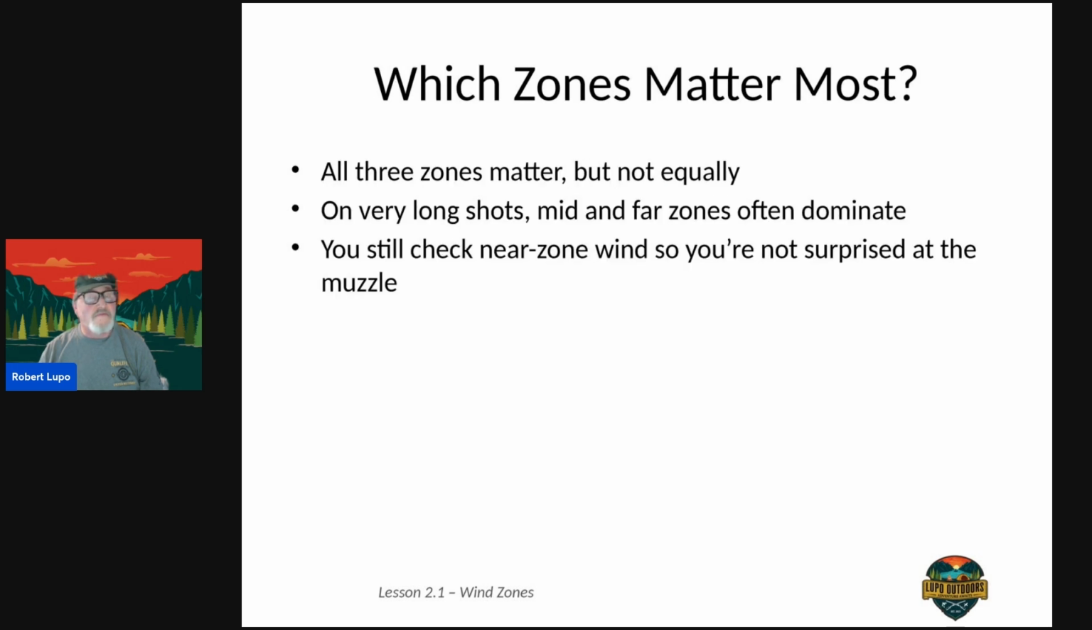All 3 zones matter, but they don't always matter equally. On a very long shot, especially around 1,000 yards and a mile, the mid and far zones often have the biggest impact on your hit. But never ignore the near zone. A strong gust of wind at the muzzle can still move you a lot. The goal is not to obsess over one spot, it's to build a picture of all three zones and then make a smart call.